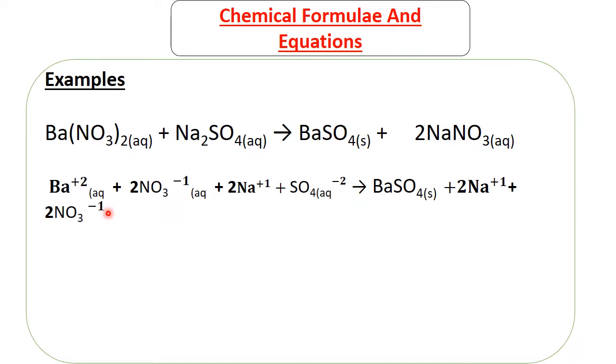We go to the next step. The next step is to cancel out spectator ions. Spectator ions are those ions which do not take part in this reaction, which are just spectating the reaction. So how do we identify?